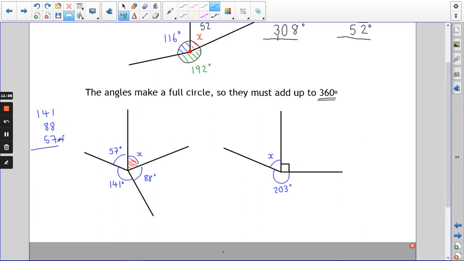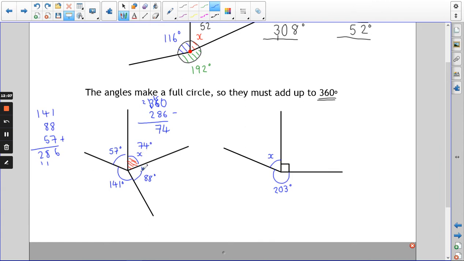So 1 add 8 is 9, and 7 makes 16. 4 add 8 is 12. 5 makes 17. The one underneath makes 18. 1 and 1 underneath is 286. To work out the missing angle, we take that away from 360 because they make a full turn. So 360 take away 286, borrow. 10 take away 6 is 4. 5 take away 8 I can't do, so borrow again. 15 take away 8 is 7. And 2 take away 2 is nothing. So the missing angle, hopefully you've got 74 degrees.